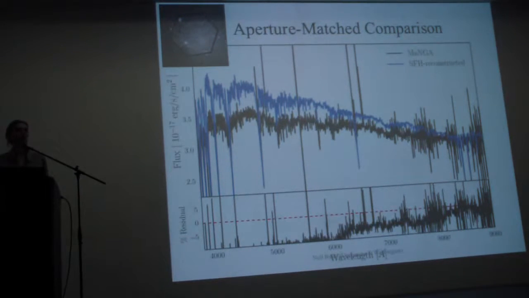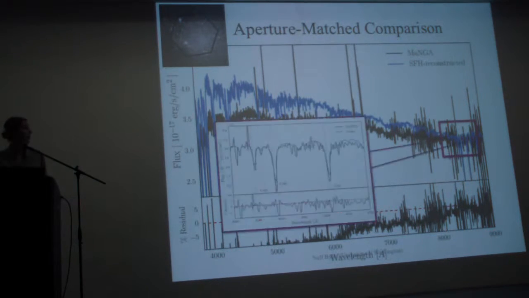So here are the tentative results. This is a first pass where we just summed up all the spectrum of the footprint. You could imagine doing this on smaller subregions if the data allowed for it. And you can see that the star formation history reconstructed spectrum is much bluer, but funnily enough, you actually get really good agreement on the calcium triplet.